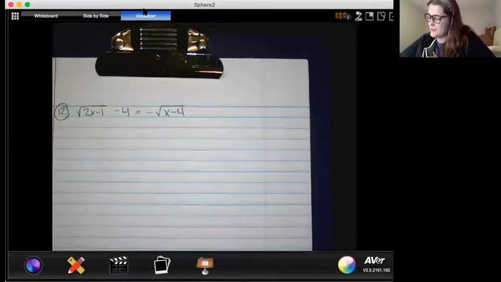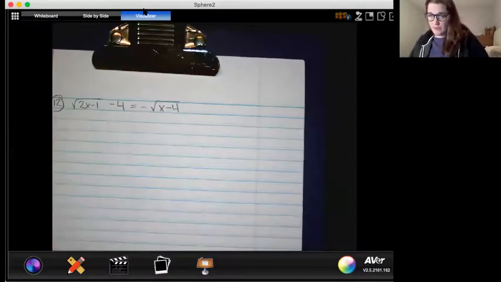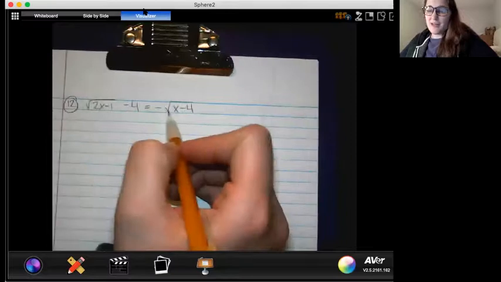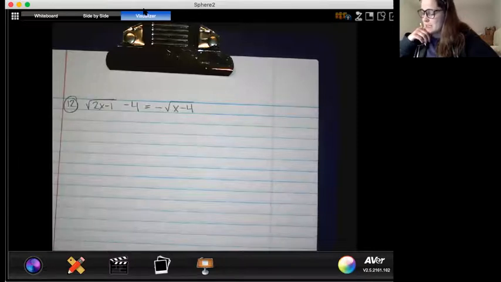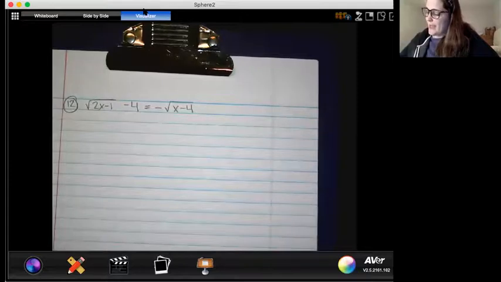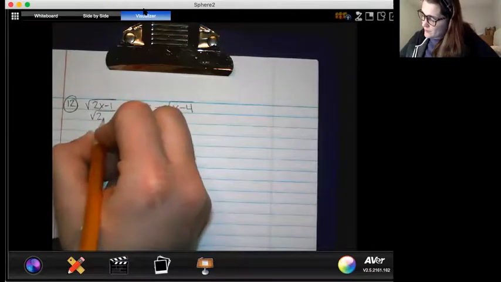Okay, let's go ahead and start this problem. Number 12, square root of 2x minus 1 minus 4 equals negative square root of x minus 4. Now, the radicals are already isolated, but we do have the negative 4 to deal with. So could I go from here and start squaring both sides? Yes, but we have this negative. And remember, we talked about how we don't really like negatives in front of those radicals because we like them positive, but it makes it a little bit easier when there's something in front of it. So I'm going to go ahead and add the 4 to the other side, but I'm not going to write it. I'm just going to do it.